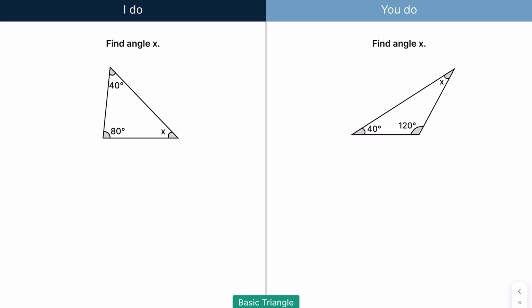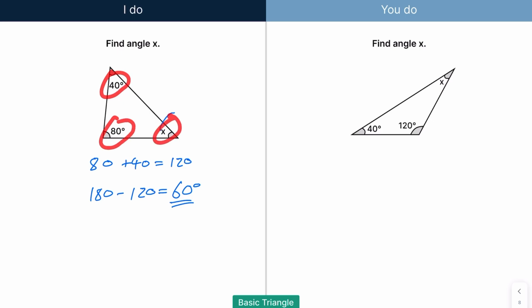So angles in a triangle add up to 180. Okay, so we know that this plus this must add up to 180. To get our answer here, we can do 80 plus 40, which is 120, and then we subtract that from 180. So 180 take away 120, which is 60, is what x is. That is the missing angle there, because all three of these added together give us 180.